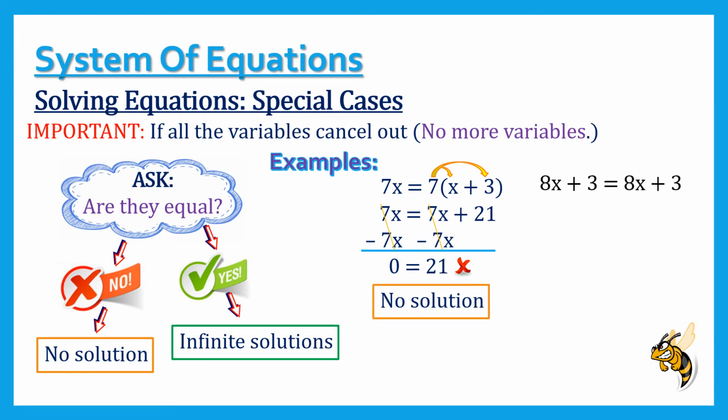Let's look at the second example. 8x plus 3 equals 8x plus 3. I want to move the variable on the right side. The opposite of positive 8x is negative 8x. So I want to subtract 8x from both sides. And then once again, they are additive inverses on both sides, so they cancel out.